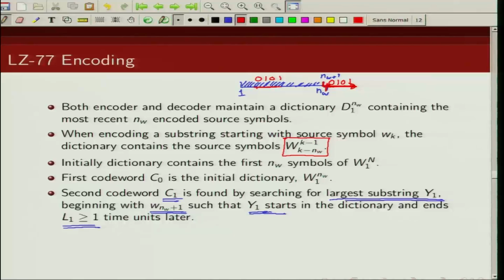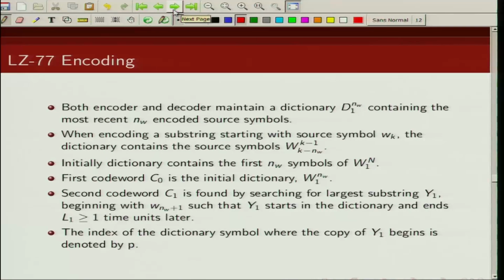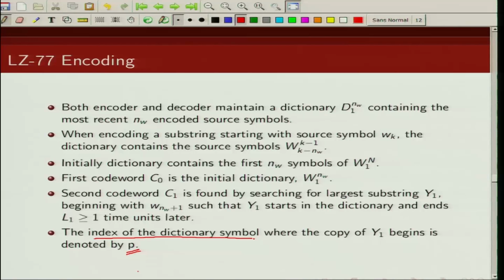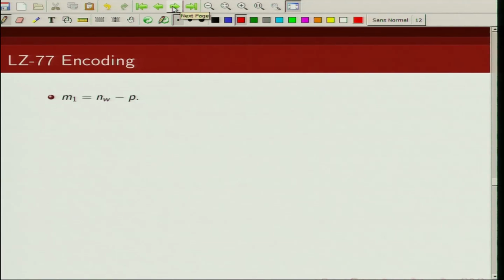And please note, this match has to start inside the dictionary. I am searching for the largest substring beginning at time NW plus 1 such that this substring starts in the dictionary and ends L1 times later. I also need to find out where in the dictionary this match is starting, and that is given by P. So the index of the dictionary symbol where the copy of Y1 begins is denoted by P, and M is given by NW minus P. So let's say my NW is 16 and this match happened at the third location. Then M1 would be 16 minus 3, which is 13.